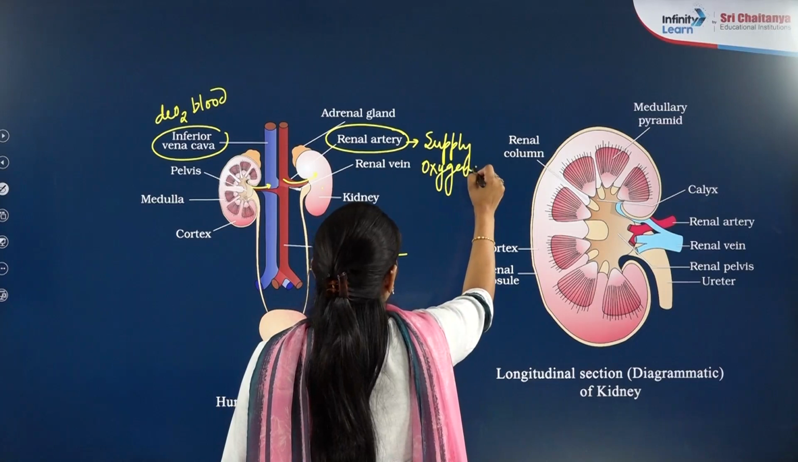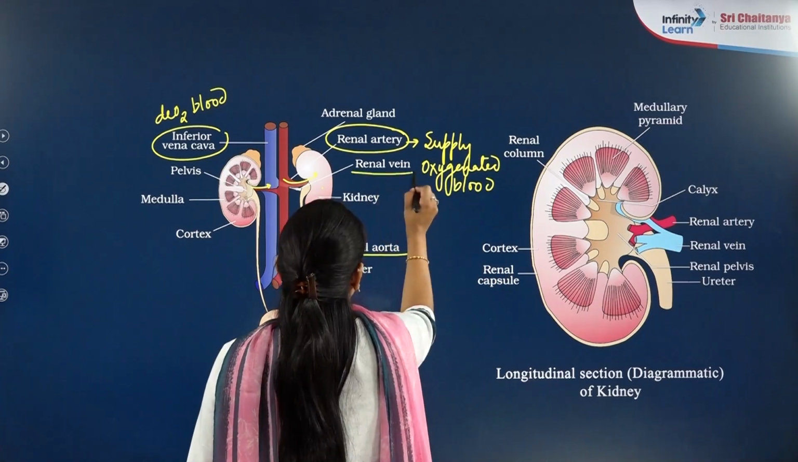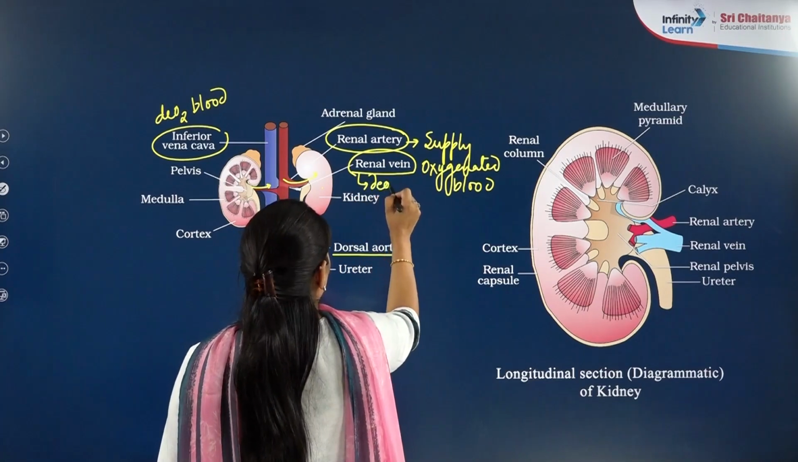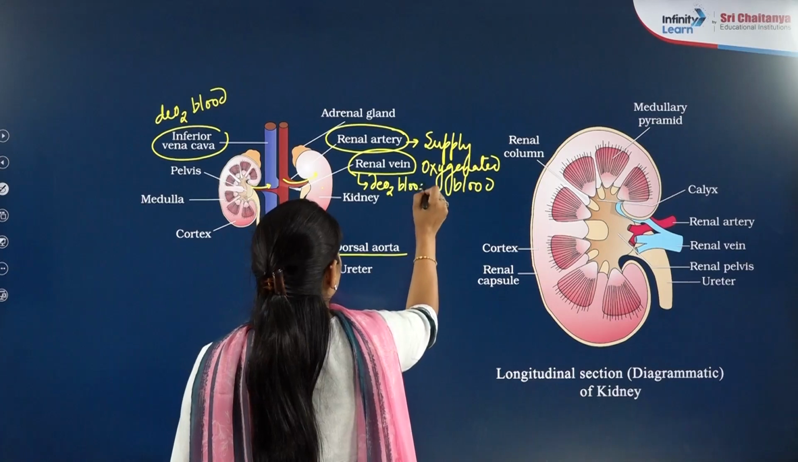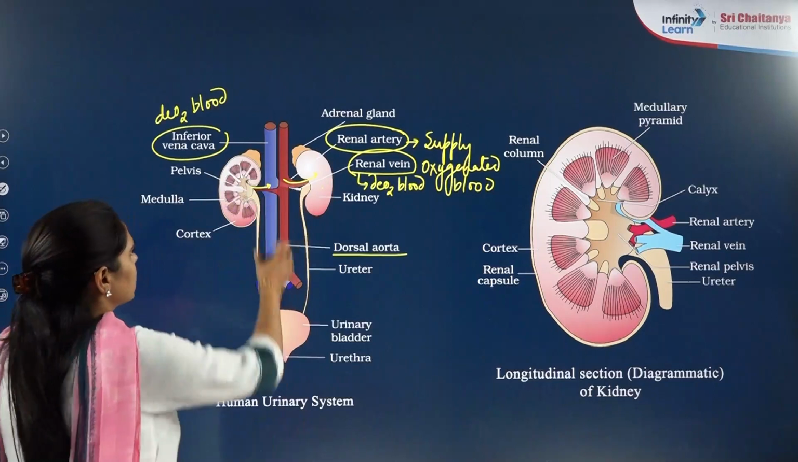Oxygenated blood. And you can see the renal vein also here, which will take the deoxygenated blood of the kidneys, right? So you understood this diagram.